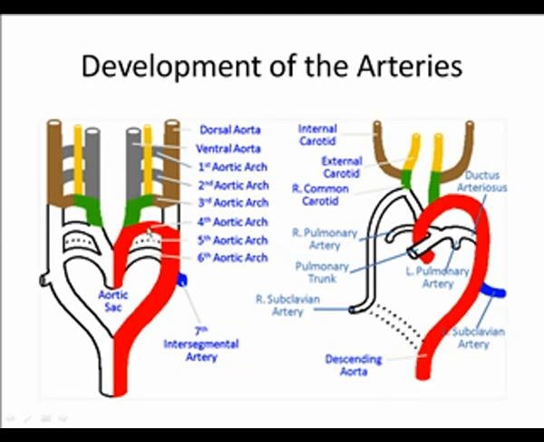In terms of the fourth arch, there are different fates for the different sides. On the left side, the fourth arch is going to contribute to the arch of the aorta. So the aorta is formed by the truncus arteriosus and the fourth aortic arch, and then a little bit of the descending aorta down to the seventh intersegmental artery. The seventh intersegmental artery is going to contribute to the subclavian artery.